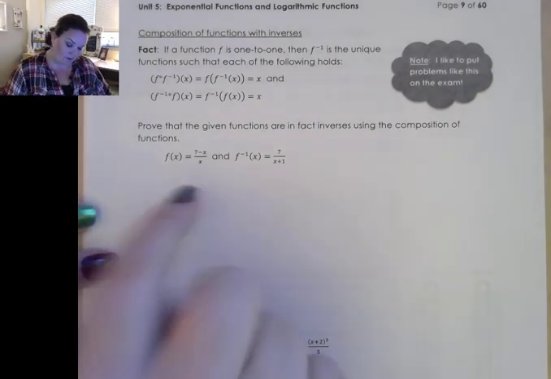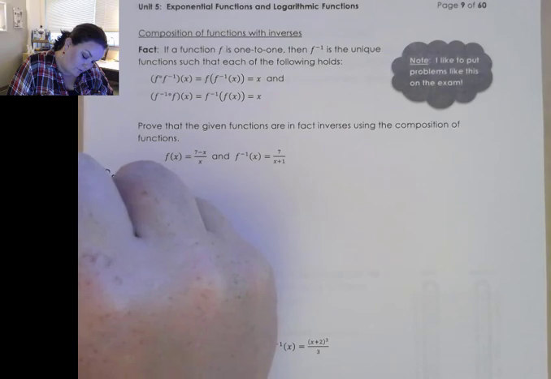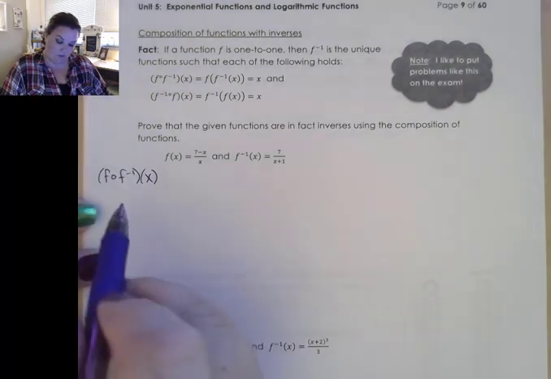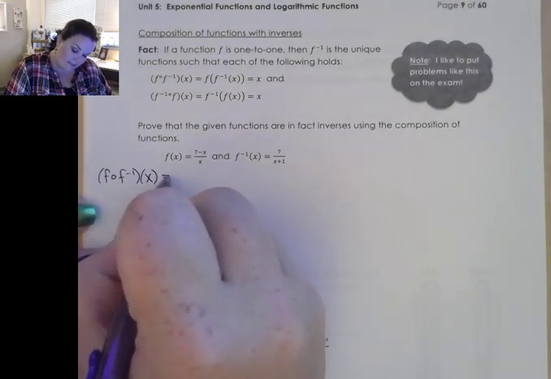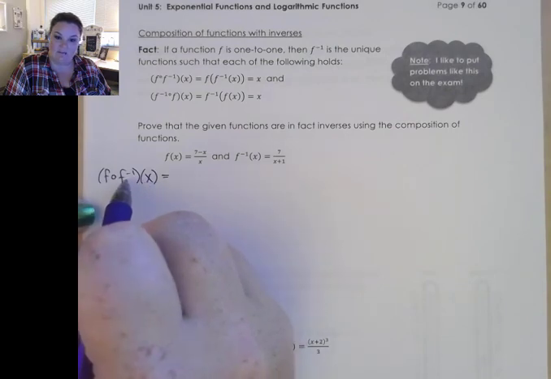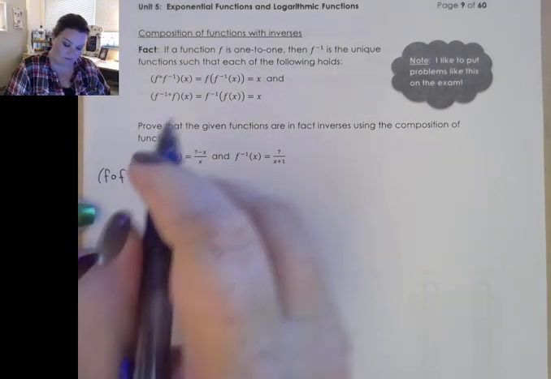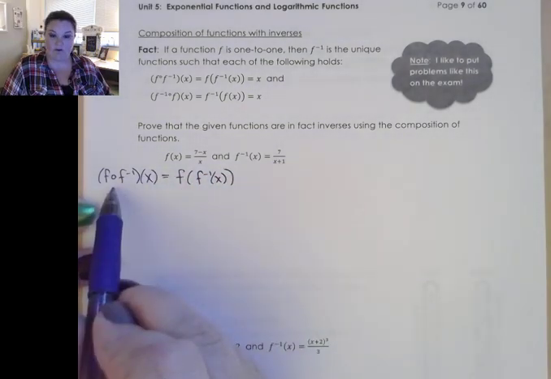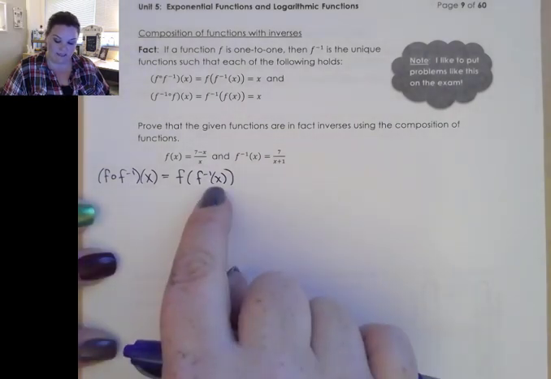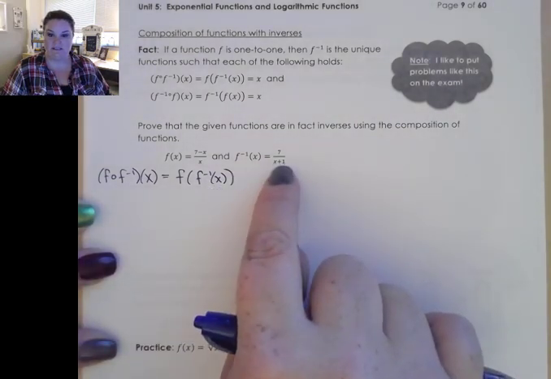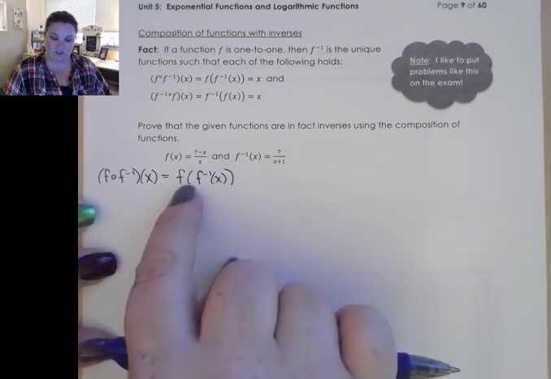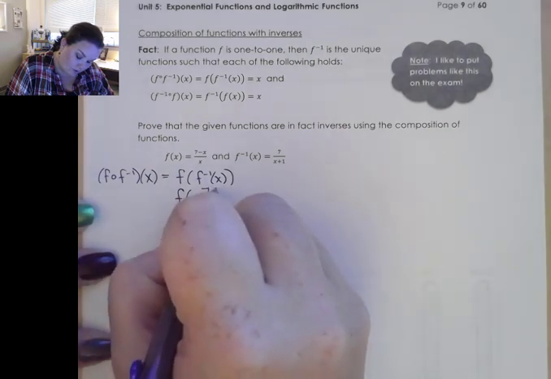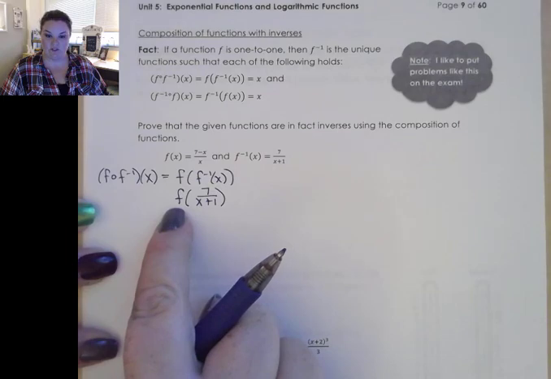Okay, so first I want to verify that f composed with f inverse of x actually equals x. So what this is telling me to do is to put this x into my inverse, right, which is just my inverse function, and then we're going to plug that into the outer function. Okay, so I'm plugging f inverse, which is 7 over x plus 1, into my other function. So I'm going to go ahead and write this. This means I'm plugging in 7 over x plus 1. That's what's going into my original function.